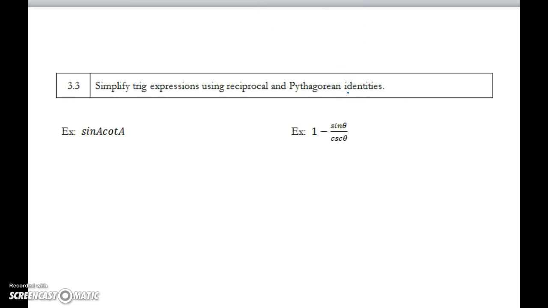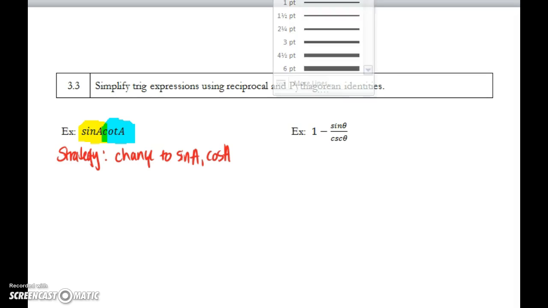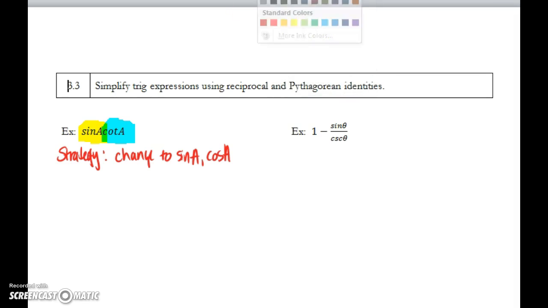Now, one of the rules that you can use, and again, this is not a hard and fast rule, but it's kind of a generalization, is to change everything to sines and cosines, okay? So our strategy here is going to be the following. Strategy: change to sine A and cosine A. All right, now there's two pieces. We have a sine A and we have a cotangent A. Let's examine our sine A first. There really isn't anything to change because it's already in terms of sine. So we're going to leave sine A as sine A.